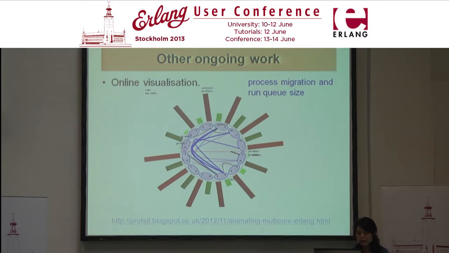Within the circle, the curved lines mean the migration of a process from one run queue to another. And outside the circle, the bars indicate the size of the run queue. The dark column is the bigger size, and the light column is the smallest run queue size. If you want to watch the full visualization video, you can take the link from Simon's blog. You can see the animation there.